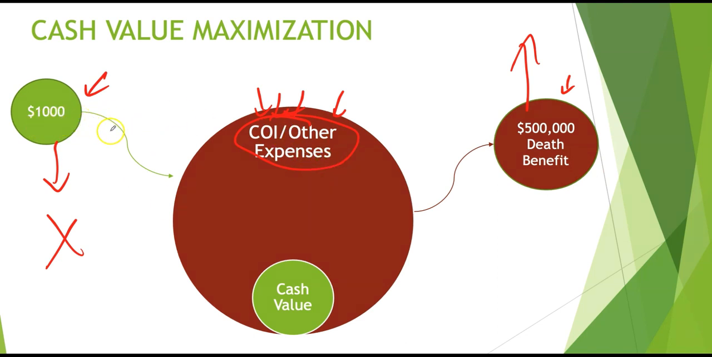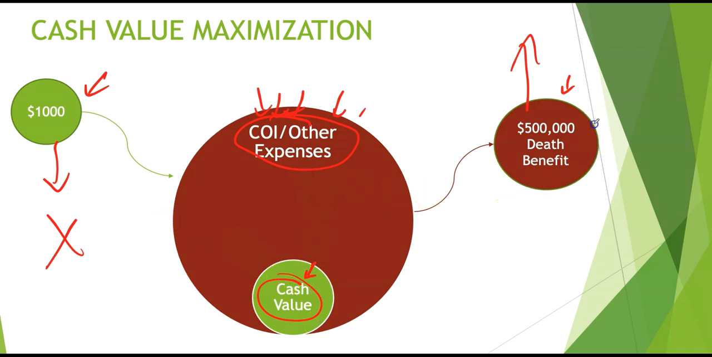Somebody's putting in $1,000. The bulk of these monies are going towards the cost of insurance and other expenses to take care of the risk to the insurance company, and a very small portion is going into a type of savings account component known as cash value. It's kind of like building equity in a home. What's happening is you're building equity within that type of policy.